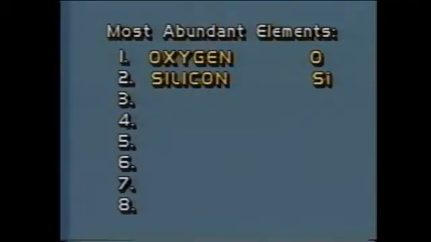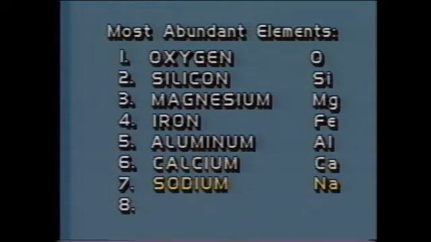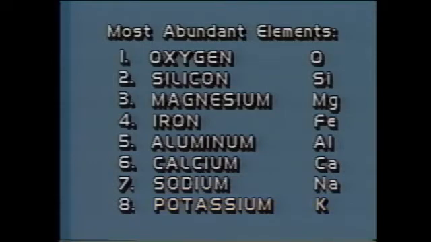The most abundant one is oxygen. Practically half the weight of all the crustal material is tied up in oxygen, and it's not a gas, it's in compound form, it's tied up in compounds. The next most abundant element, another 30%, is silicon, that's Si on the chart. And then we have some metals, we have magnesium, we have iron, and we have aluminum. And then we have some calcium and sodium and potassium. Those are the 8 most abundant elements in the Earth's crust.